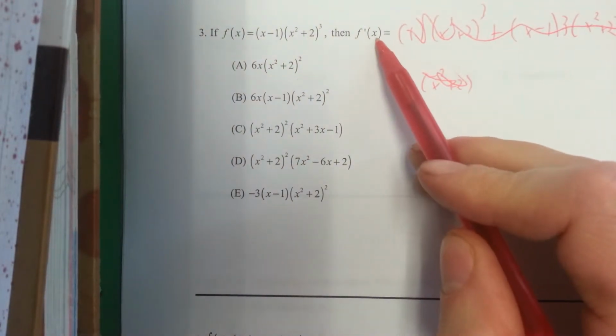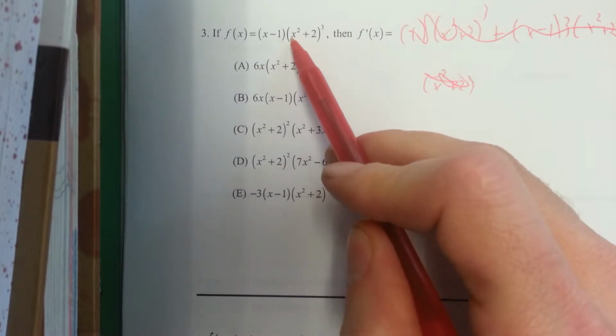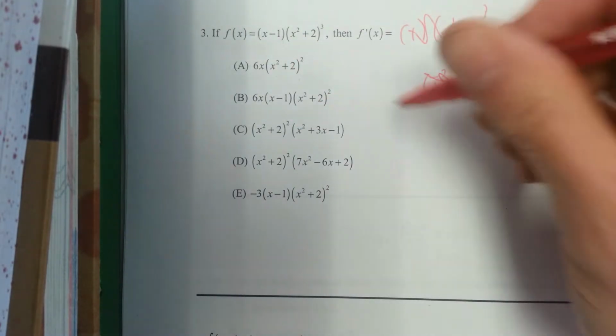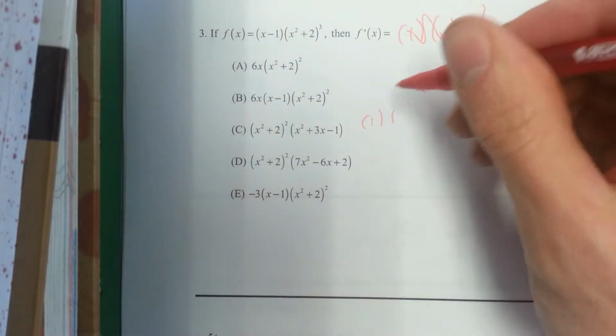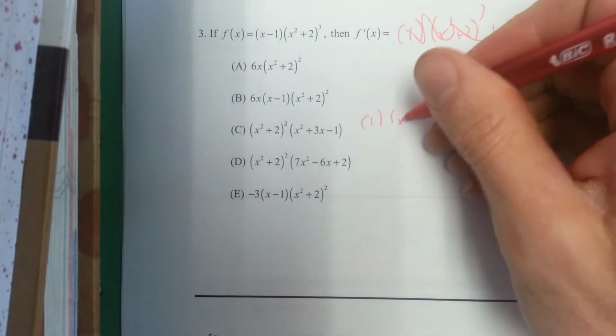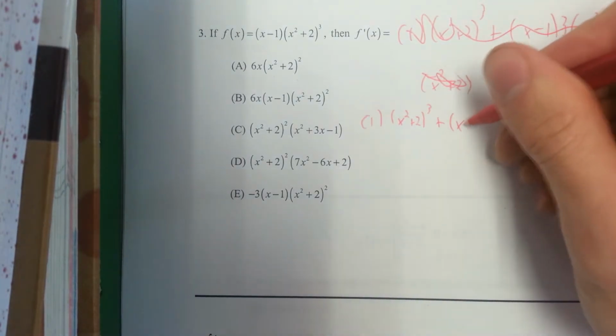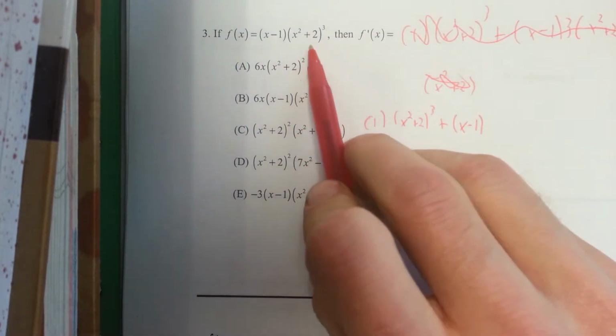We want f prime of x, which is just the derivative. A couple things. First of all, product rule. So let's deal with the product rule piece of this. Product rule says derivative of the first, which is just 1, times the plain old second, which is all of this stuff, x squared plus 2 to the third, plus the plain old first, which is x minus 1, times the derivative of the second function here.